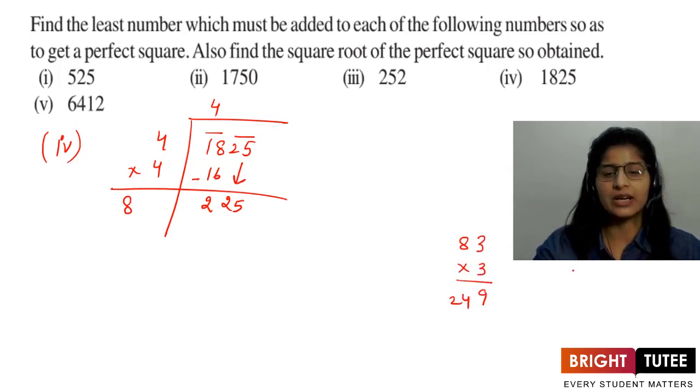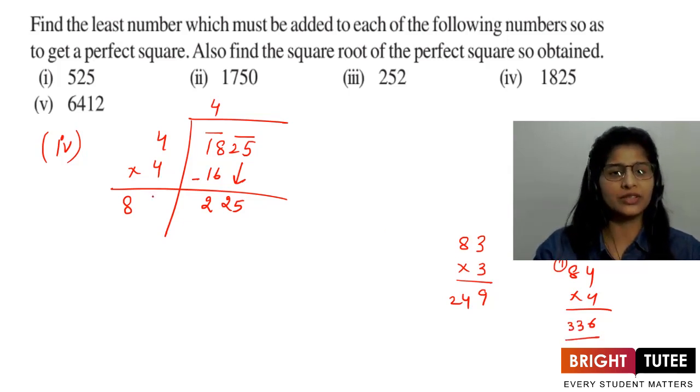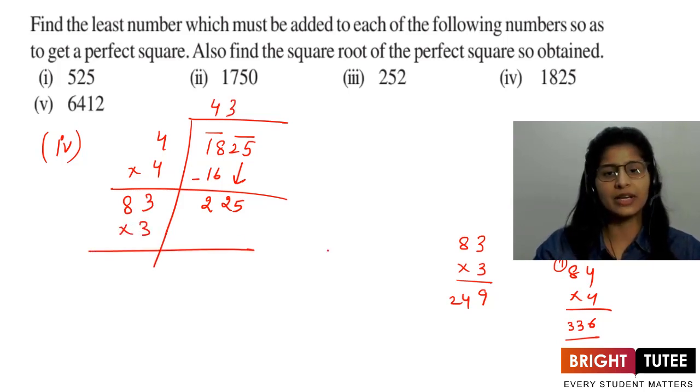Let's try with 4. 4 4s are 16. 1 is the carry. 4 8s are 32, and 1 is 33. So 336 is more than it. So we'll go with 3. If we go with 3, we get 249, which is also more than 225. We can't go with 3.